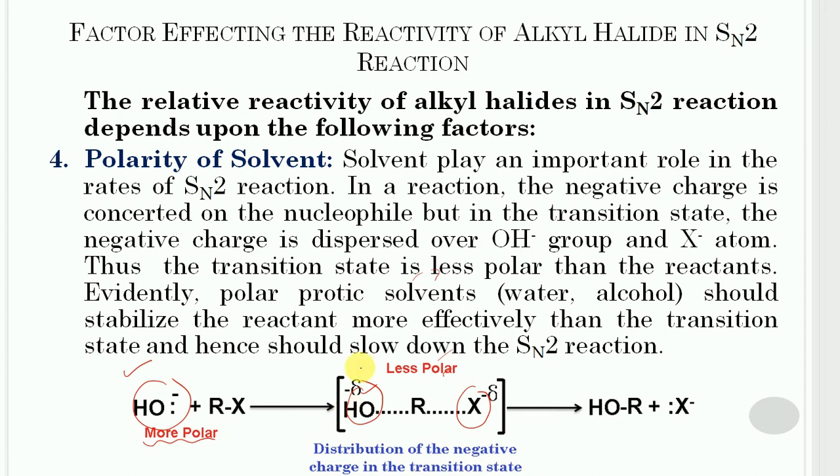So we can say that the polar protic solvent can slow down the reaction. Therefore, to increase the rate of SN2 reaction, polar aprotic non-hydroxylic solvents such as acetonitrile, dimethyl formamide, and dimethyl sulfoxide are commonly used.